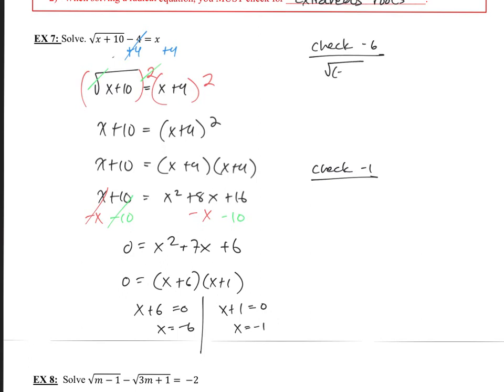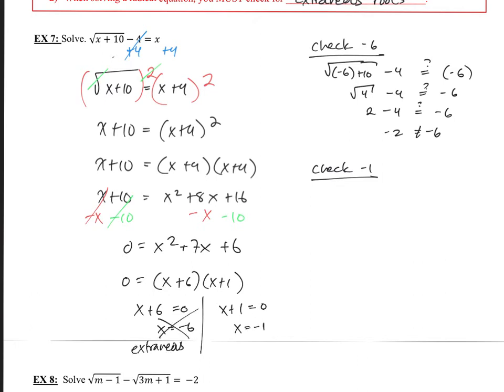Okay, so negative 6 plus 10 minus 4. Does that equal negative 6? Once again, I just plugged x into where I saw x in the equation. So that's going to be the square root of 10 minus 6, so that's going to be the square root of 4 minus 4. Does that equal negative 6? Square root of 4 is 2, minus 4. Oh, that's not looking like it's going to equal negative 6. That's negative 2. Is it equal to negative 6? It is not equal to negative 6. So this is extraneous.